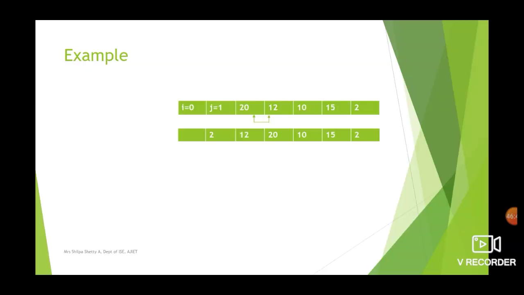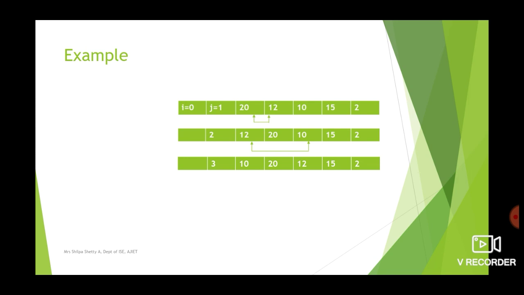Now 12 is considered as the minimum element, that is in the 0th index. In the next iteration, 12 and 10 get compared, that is the first element and the third element, and we know that 12 is greater than 10, so they get swapped. So the array looks like this now: 10, 20, 12, 15 and 2. As you observe, 12 and 10 have been swapped.